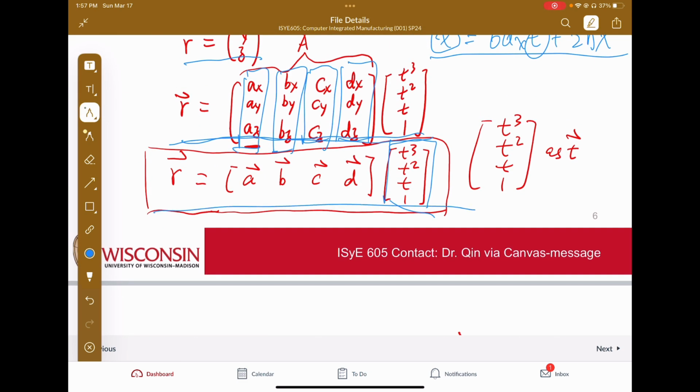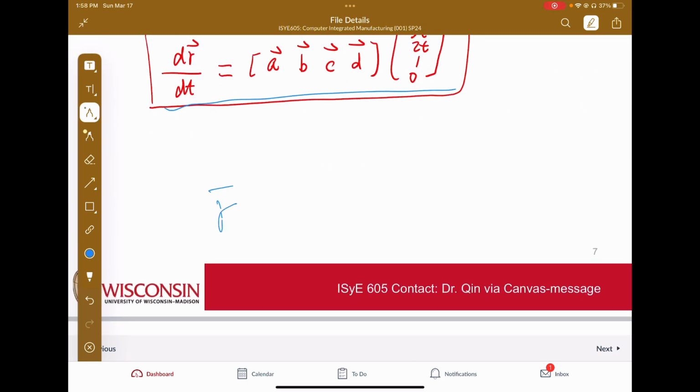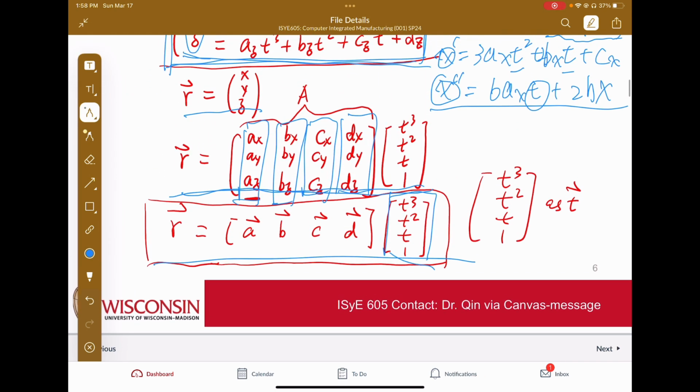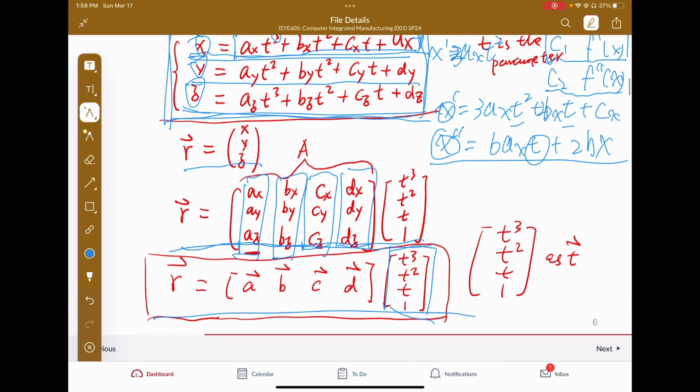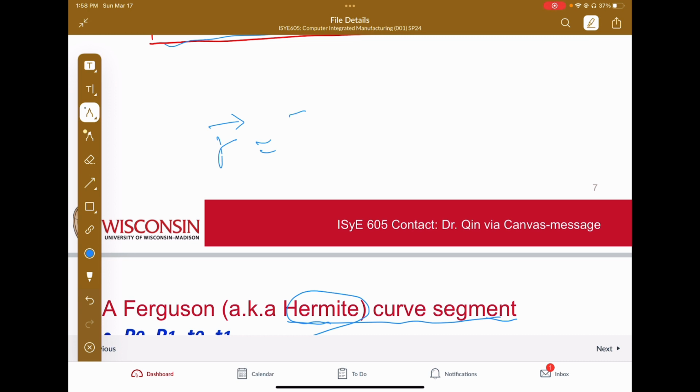This part is easier, so we go from this part. R is the vector of the points, equal to the first vector, the second vector, the third vector, and the last vector.